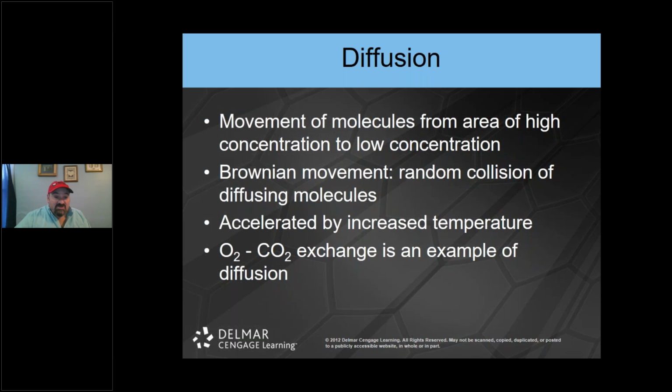So there is a high concentration of oxygen in the lungs and a low concentration in the blood, and then the blood will receive that oxygen. That's diffusion, that's movement. CO2 coming from the blood and then into the lungs, diffusion.